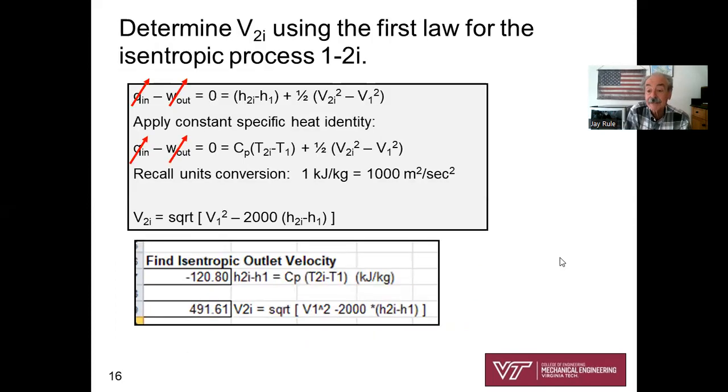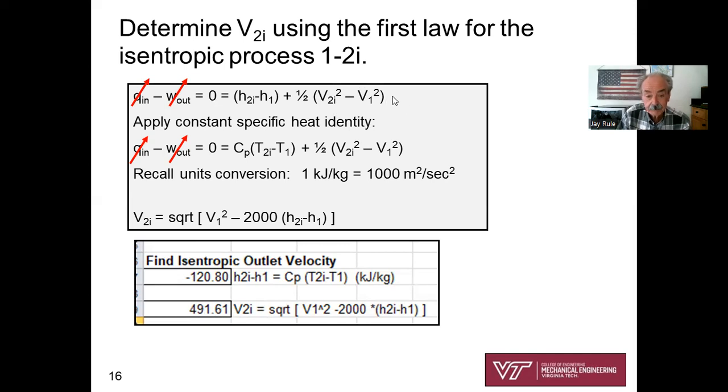All right, so we're going to write down the first law. So we're still studying process 1 to 2I. Let's write the first law down. Q in minus W out. Both of those are 0, equals 0, equals enthalpy change plus kinetic energy change.